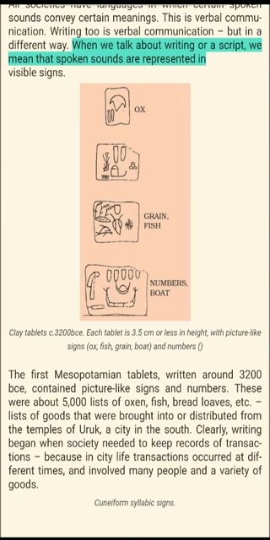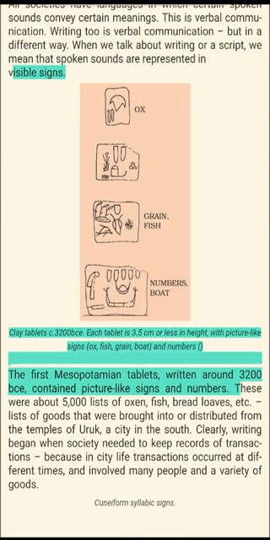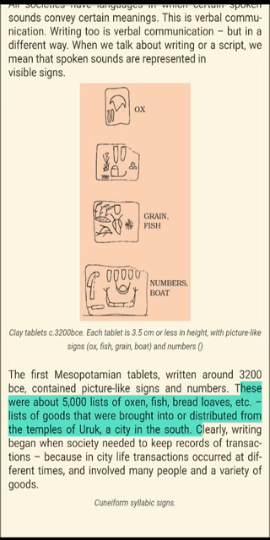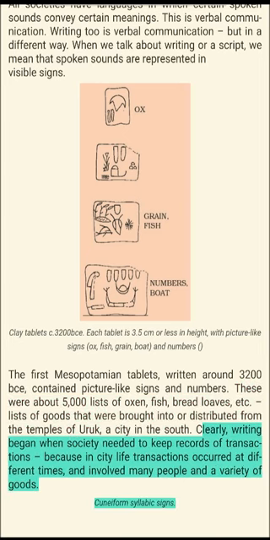When we talk about writing or a script, we mean that spoken sounds are represented in visible signs. Clay tablets, c.3200 BCE. Each tablet is 3.5 centimeters or less in height, with picture-like signs: ox, fish, grain, boat, and numbers. The first Mesopotamian tablets, written around 3200 BCE, contained picture-like signs and numbers. These were about 5,000 lists of oxen, fish, bread loaves, etc. Lists of goods that were brought into or distributed from the temples of Uruk, a city in the south.